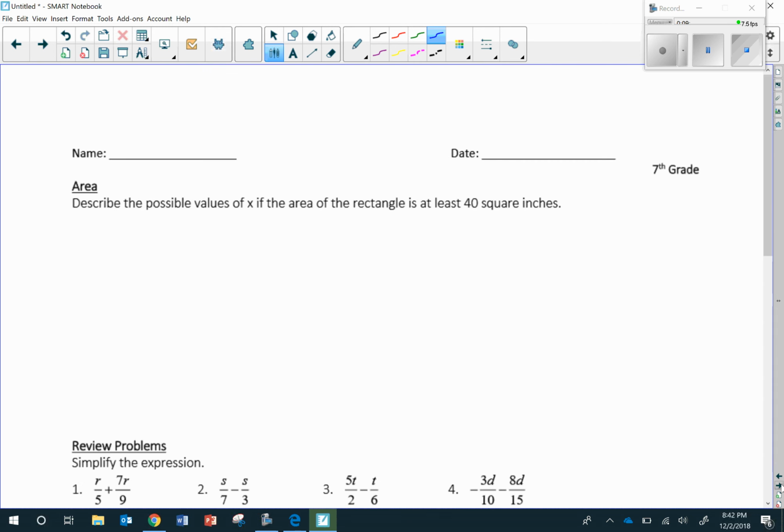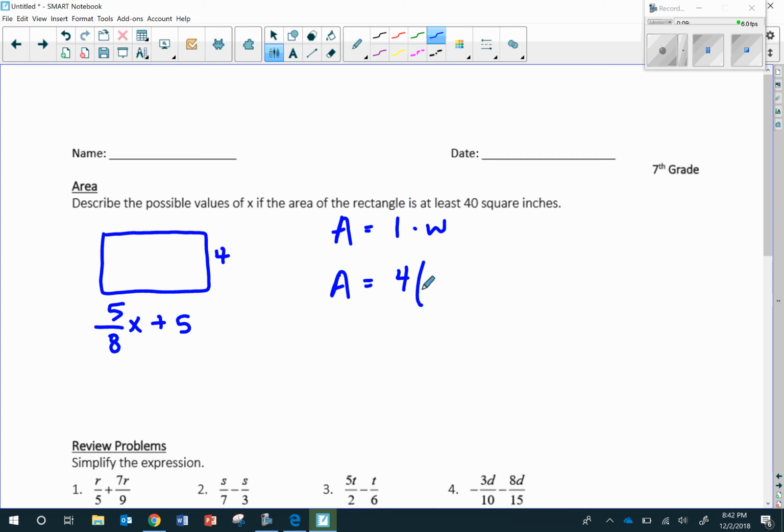All right, we're going to do an area problem, and I apologize that the rectangle is not here, so go ahead and draw a rectangle with a length of 5/8 x plus 5, and the width of that rectangle is 4. Now, if you remember, the area formula for a rectangle is simply area equals length times width. So we're going to have area equals 4 times 5/8 x plus 5. And remember, our commutative property also tells us that area equals width times length. All right, and because we want our area to be at least 40 square inches, all of this has to be greater than or equal to 40.